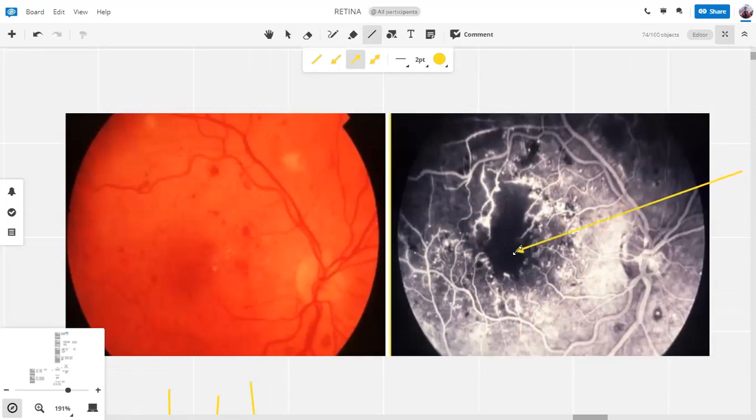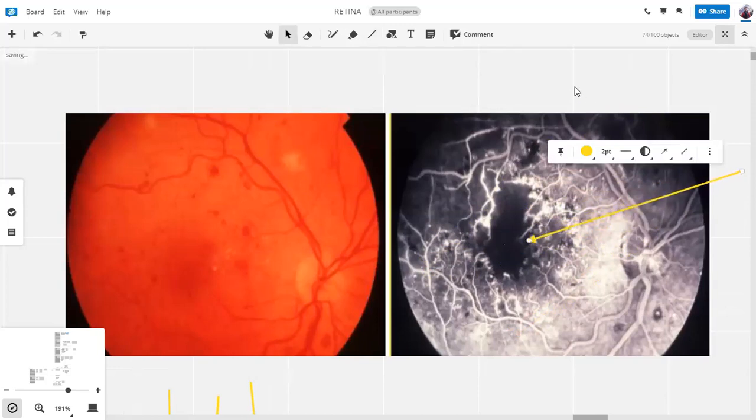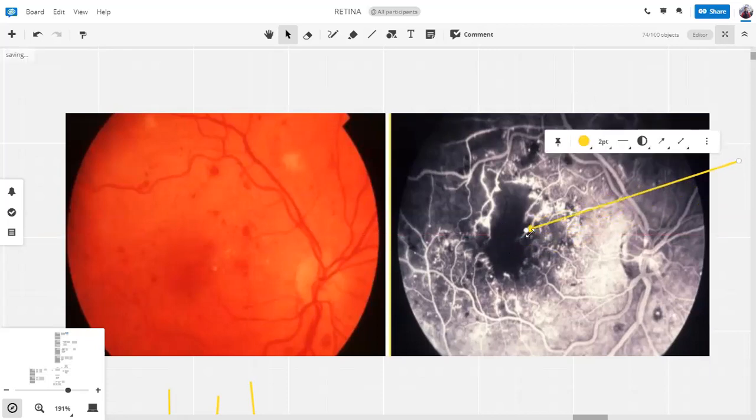And why is this area black? Less perfusion. Avascular, yes. Hyperfluorescence will be where the fluorescein stain, the pigment which is inside the vessels, leaks out, right? So the macula we know is avascular. That is why it appears as black.